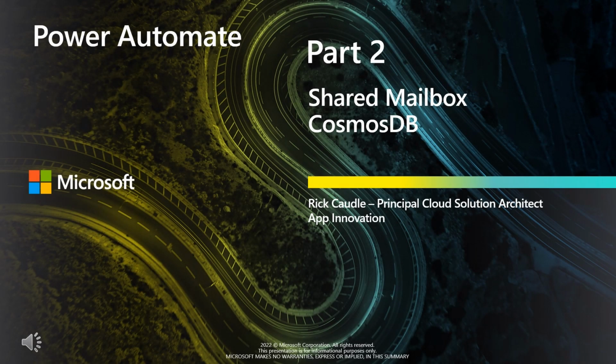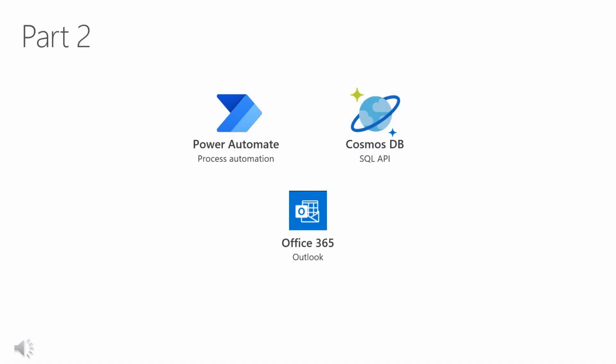In part 2, we'll be focusing on creating a flow that gets triggered when a bounced email notification is received in a shared mailbox, and then we'll create a document in CosmosDB. In part 2, we'll be using Power Automate, the CosmosDB connector, and the Office 365 connector.